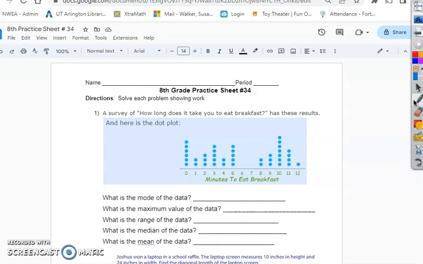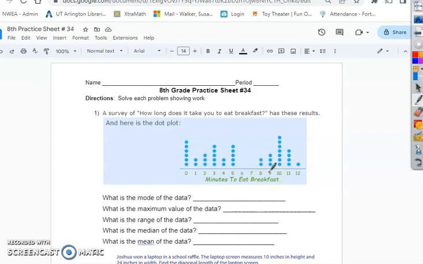What this is saying is, this would represent minutes. 5 minutes: 1, 2, 3, 4, 5 people it took 5 minutes to eat their breakfast. 2 people it took 4 minutes. That's how we read this. 3 people, it took 9 minutes to eat their breakfast.